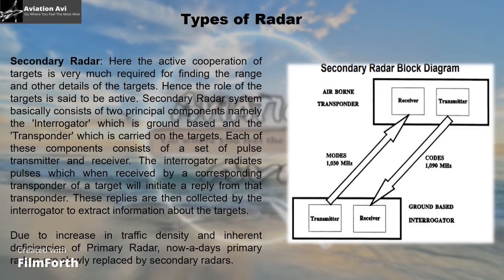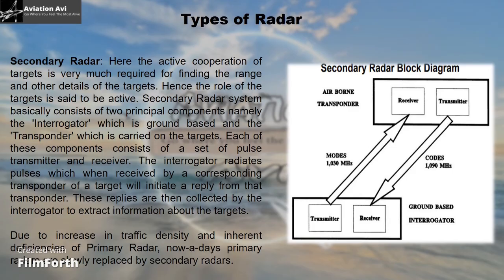The transmitter in the ground-based interrogator sends a signal which is received by the airborne transponder in the object. After interpreting the received signals, the transmitter in the object sends back signals to the receiver, which is received by the ground-based interrogator. Based on the interpretation of these sent and received signals, the exact information required by the ground-based interrogator is extracted. So in this case, we see that the role of the object is very much active.